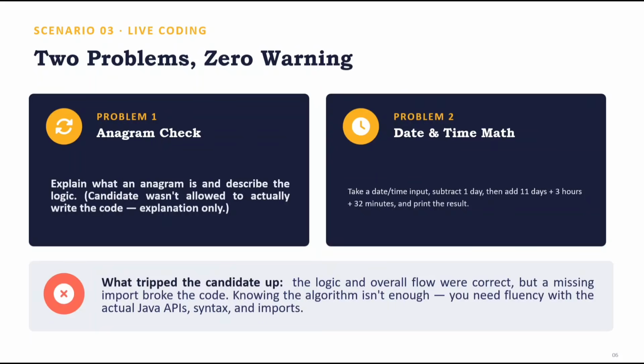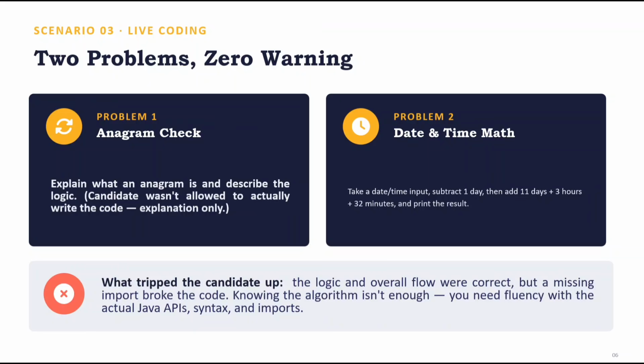Then the interviewer asked, do you know what an anagram is? So an anagram is basically a word or a string, we can say, formed by rearranging the characters of another word using the same characters with the same frequency. For example, listen and silent are anagrams. The candidate explained the concept and the interviewer also asked about the implementation logic of that. Then the candidate asked, can I write the code for this? But the interviewer said no and moved to the next question.